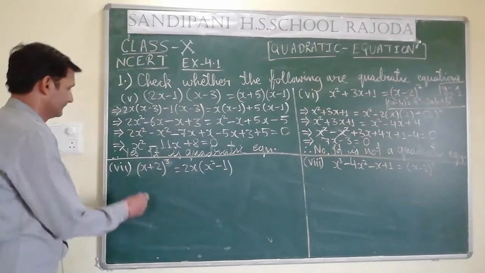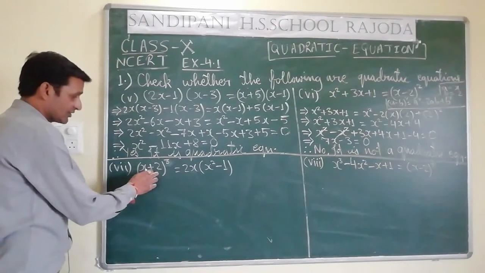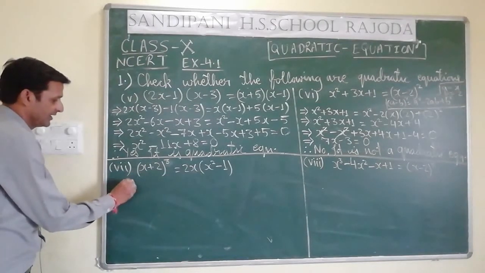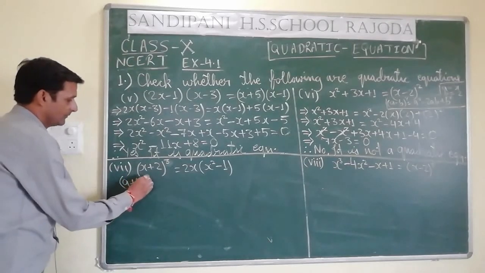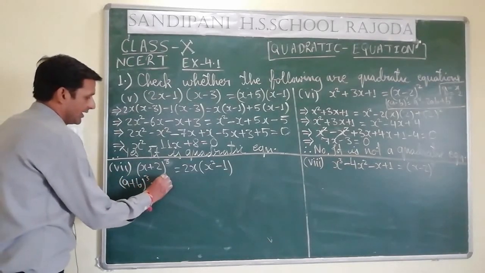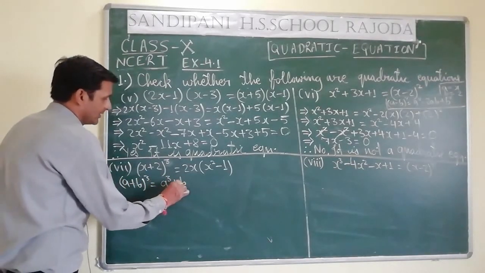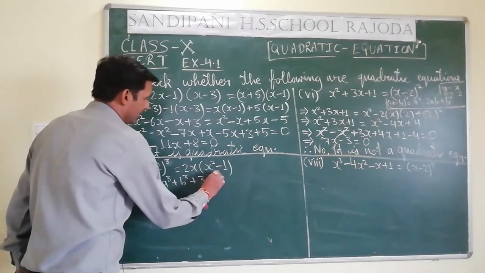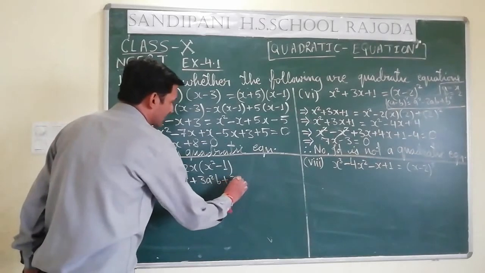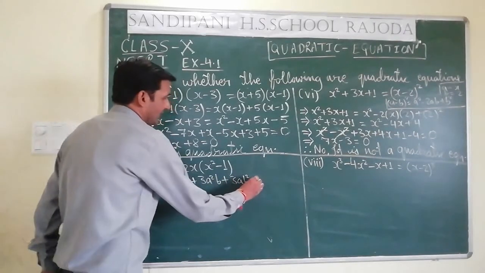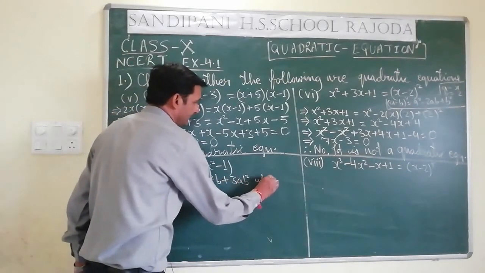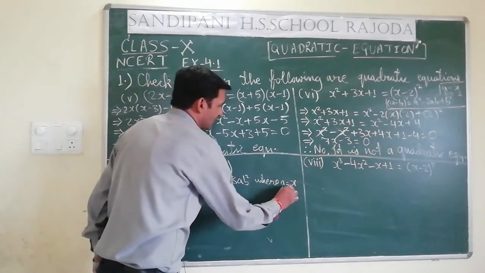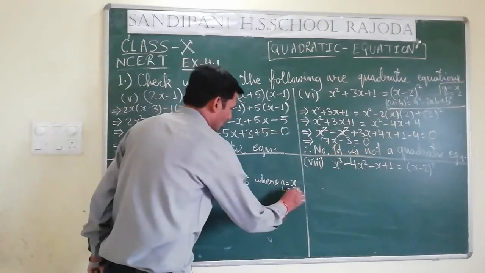Now in this question we have to apply the a plus b whole cube formula. So a plus b whole cube is equal to a cube plus b cube plus 3a square b plus 3ab square, where a is equal to x and b is equal to 2. This we have to apply.